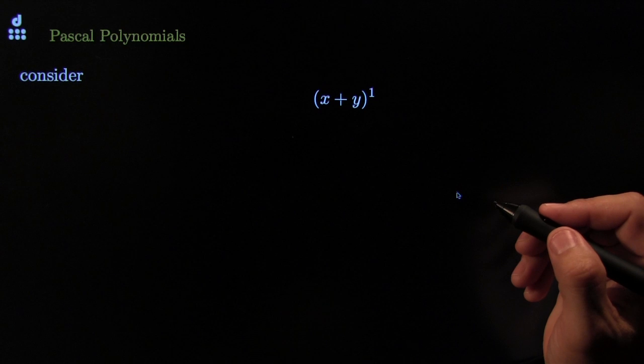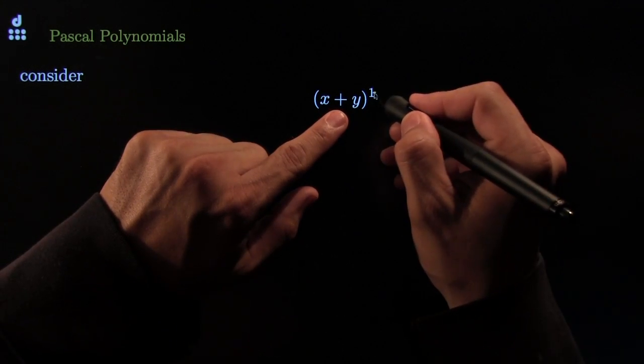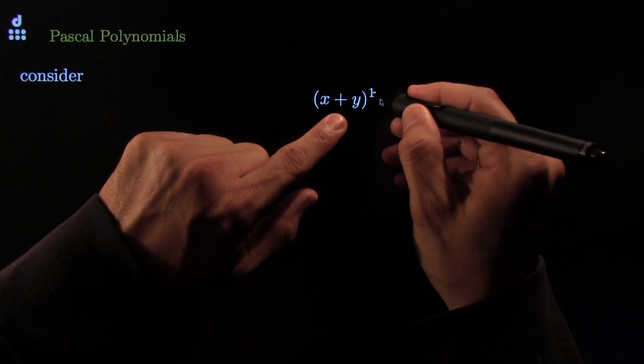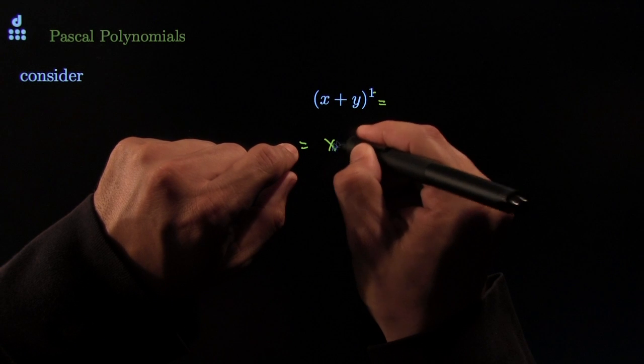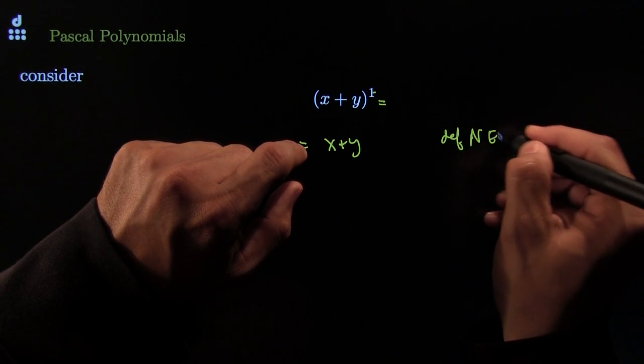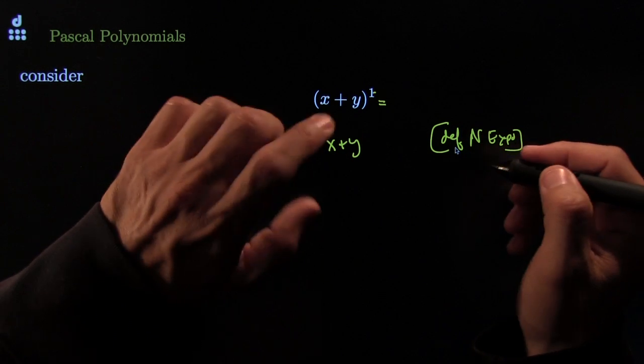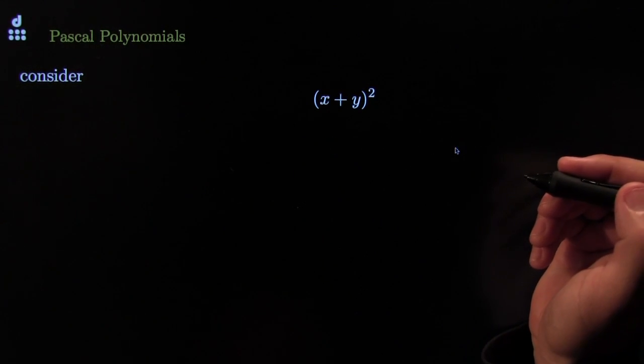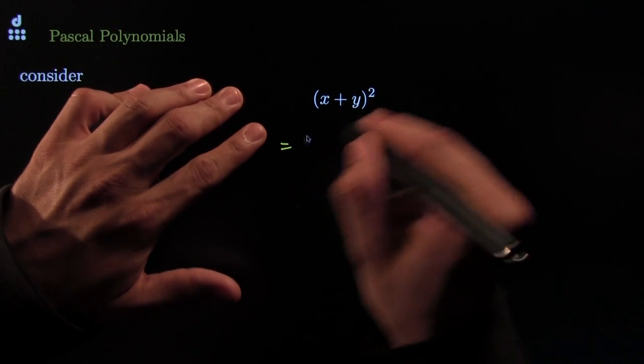How about that one? Well, what does that mean? The 1 on the right hand side means that you write this one time. And so there, by definition of natural exponent. Well, that one was super easy. Wow. How about for the square? Well, now we're getting somewhere.